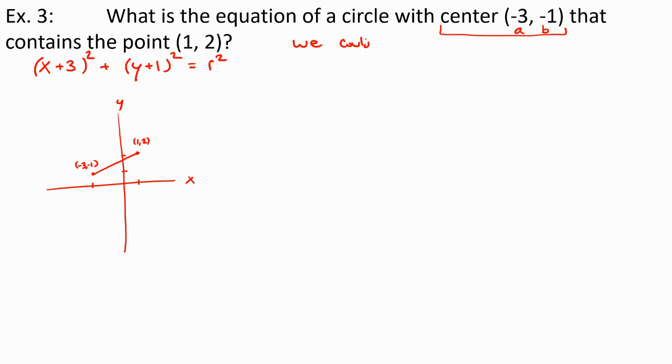We could use distance formula, and that would tell you what the distance is between those 2 points, and therefore that's the radius in this case. I'm not going to do that though with you. We've had lots of practice recently with distance formula. I want to show you another way we can finish this question.